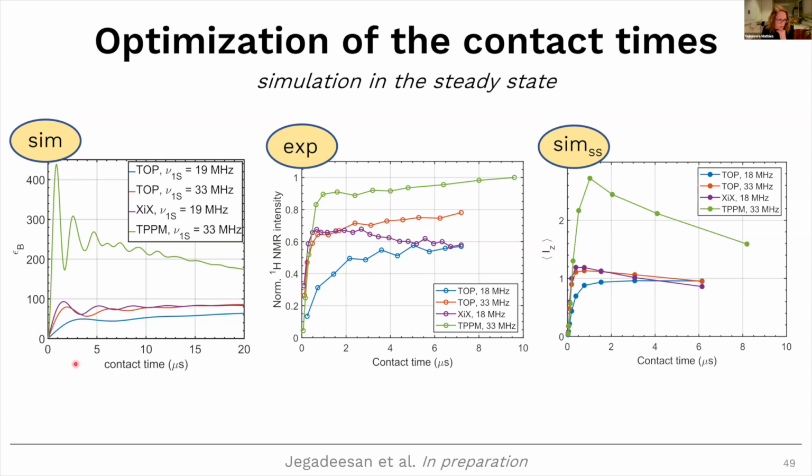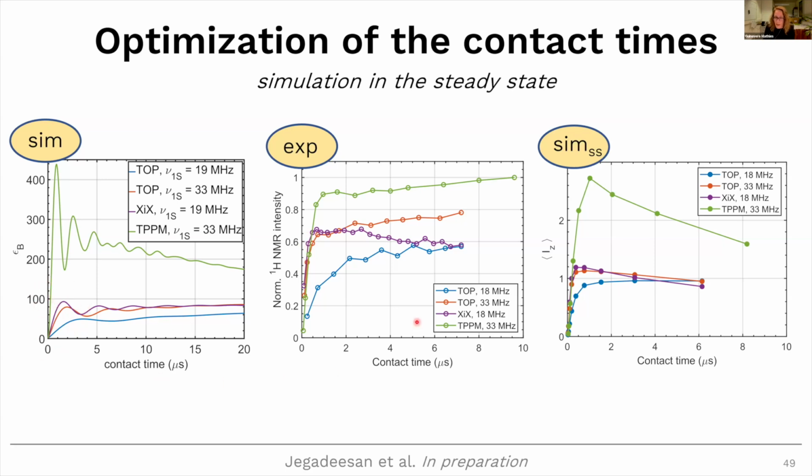Here you see our previous attempt at the simulation, but this was just a single transfer. And here you see the experiments, which I've also shown you before. And here you see now the simulations in the steady state. We don't have that many data points, but apart from that, you see that we now match the experiments much better. In particular, we now reproduce the experimental behavior in terms of how long it takes to get the transfer done, and this unexpected behavior, the fast transfer of XIX being almost or even faster than TPPM, that we could not get in our initial simulation.